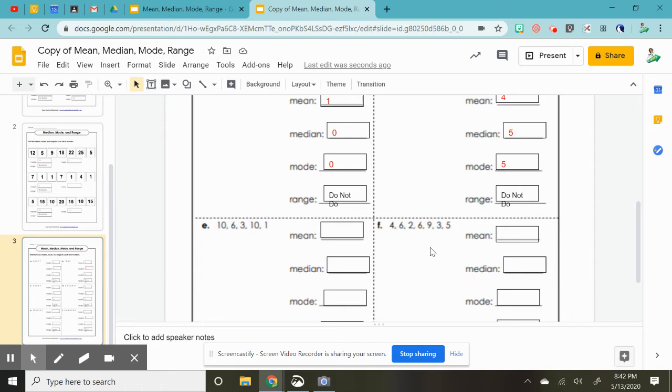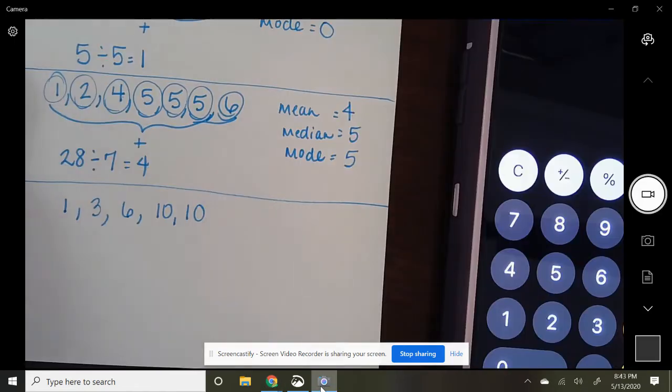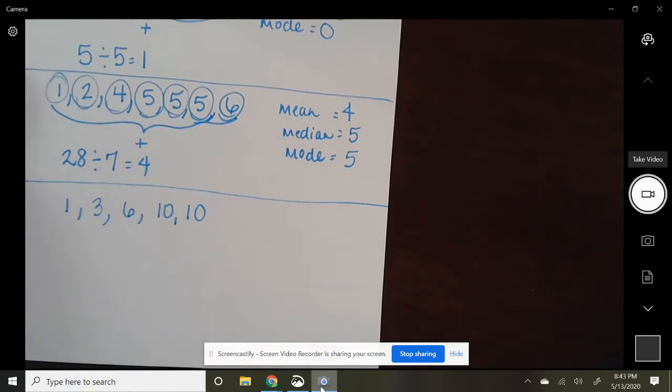We are ready for E. We don't have that many numbers in our data set. It's a pretty little one. Let's put them in counting order. 1, 3, 6, 10, 10. There they are in counting order.